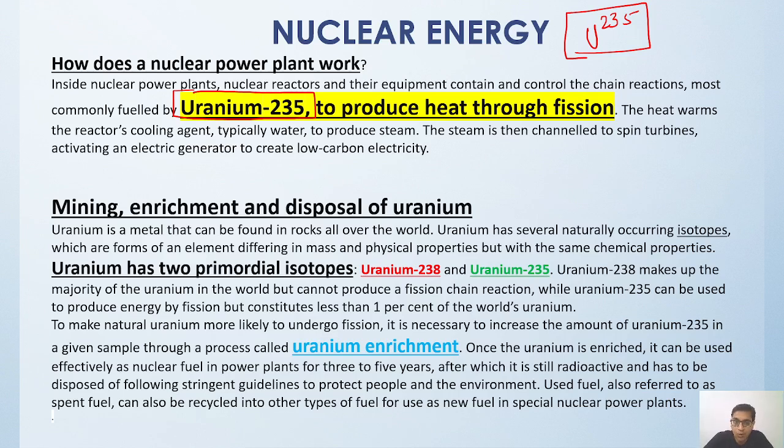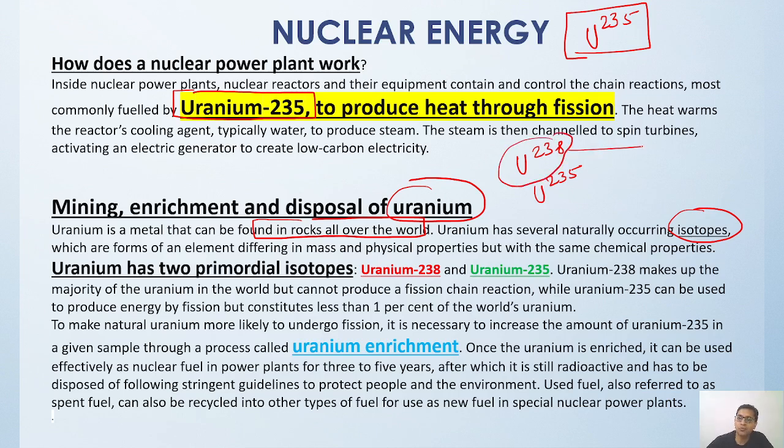Now the problem is that uranium occurs in two forms that are found throughout the world. Uranium is found in the rocks all over the world, and it has several isotopes. They have the same atomic number, but a different mass number. Uranium has two primordial isotopes, uranium 238 and uranium 235. The majority of the uranium found throughout the world is uranium 238, and uranium 235 is found in a very lesser amount.